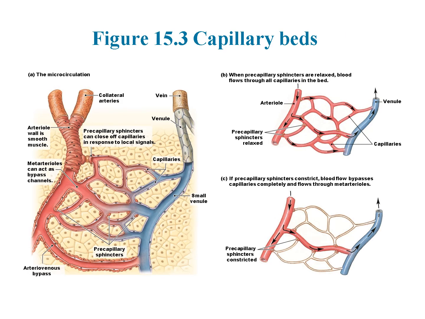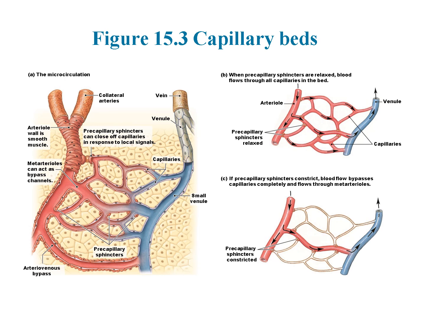Capillary beds are networks of tiny blood vessels that facilitate the exchange of gases, nutrients, and waste between blood and tissues. These beds are a crucial part of microcirculation, adjusting blood flow based on the body's needs. At the entrance of capillary networks, precapillary sphincters act as muscular gates that regulate blood flow. When these sphincters are relaxed, as shown in part B, blood flows freely through the entire capillary bed, maximizing exchange with surrounding tissues. However, in certain conditions, precapillary sphincters constrict, as illustrated in part C.